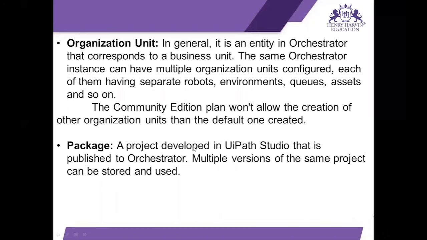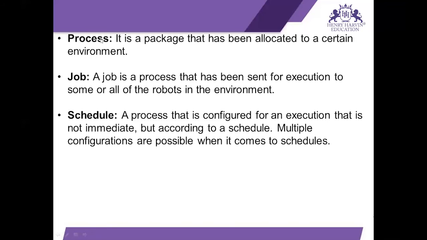Next is package, a very important term here. A package is a project developed in UiPath Studio that is published on Orchestrator; multiple versions of the same project can be stored and used. Process. It is a package that has been allocated to a certain environment. What is a job? A job is a process that has been sent for execution to some or all of the robots in the environment. Last term is schedule, a process that is configured for an execution that is not immediate but according to a schedule.